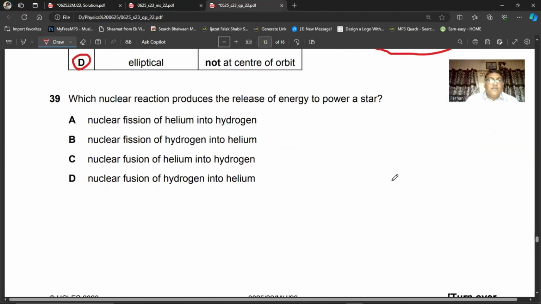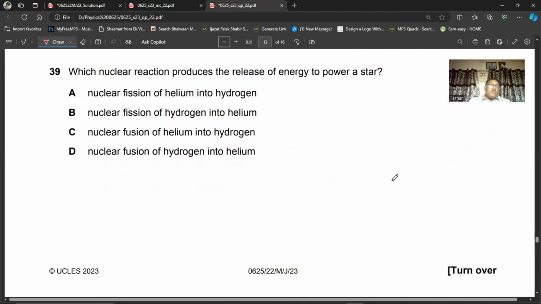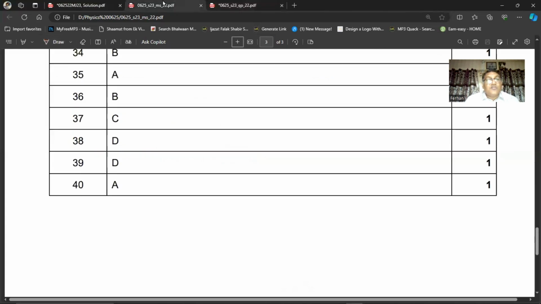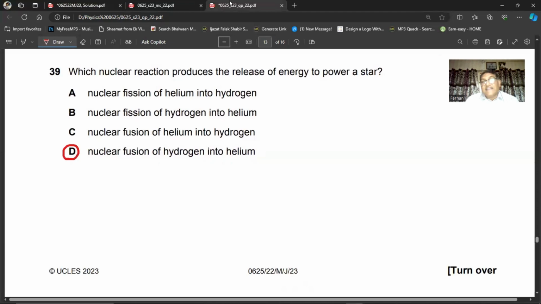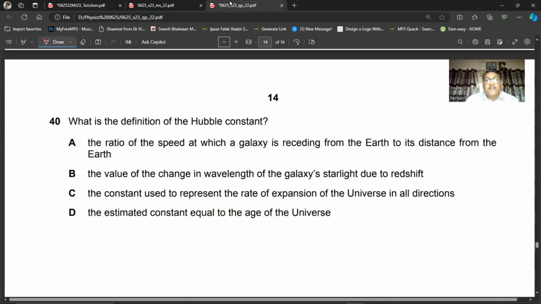Okay, so we are on question 39. He says, which nuclear reaction produces the release of energy to power a star? On the stars, the process of fusion is taking place. And normally what happens, the hydrogen and hydrogen atoms fuse into each other to make helium. That is the nuclear reaction happening. So nuclear fusion of hydrogen into helium. So I think 39, D is the answer. I think this is a fact and you should know it.